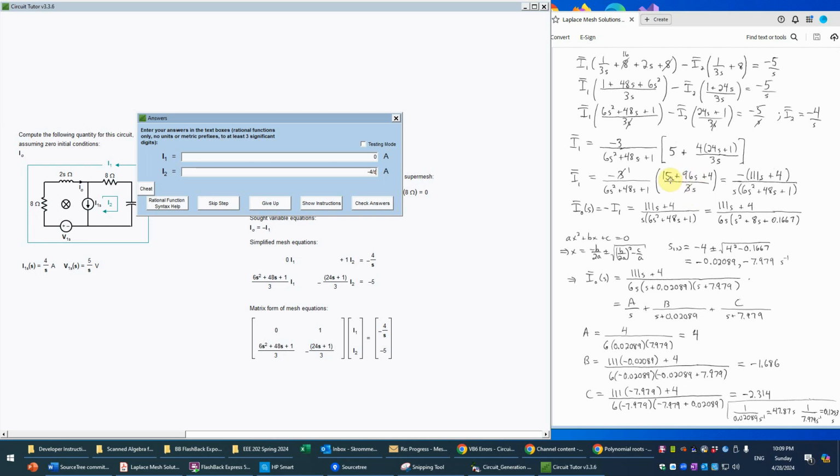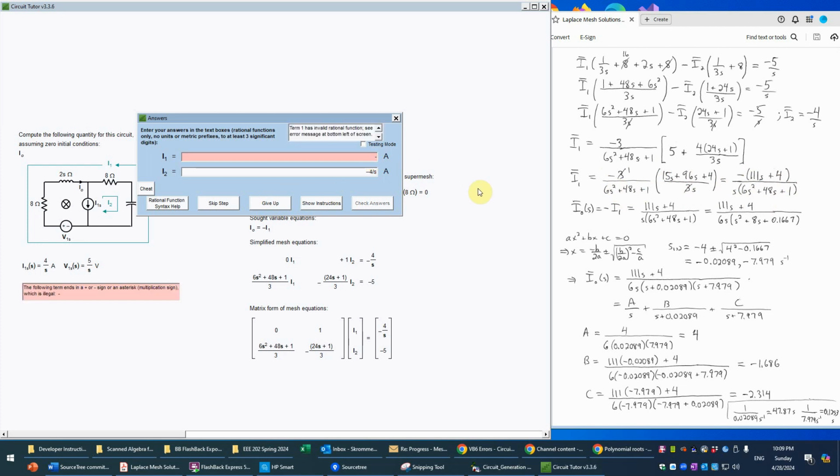And then just adding this up now, combining it, the 15 plus 96 times s, that's going to be the 111s. We still have our minus sign. And then the constant, just 4. And then we do have an s now in the denominator, and then we have this quadratic term. So that is the form of I1. And we can basically enter that now.